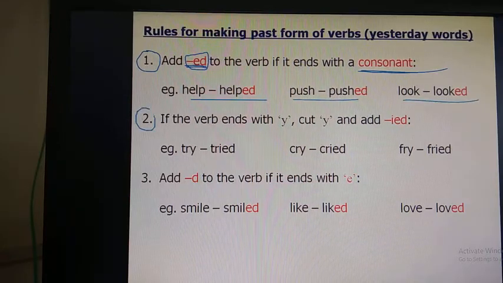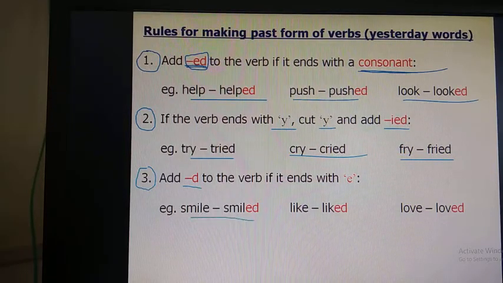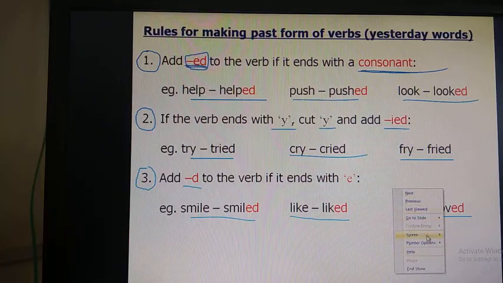Rule number 2. If the verb ends with y, then remove y, and add ied. For example, try, tried, cry, cried, fry, fried. Rule number 3. We add d to the verb if it ends with e. For example, smile, smiled, like, liked, love, loved. So, dear children, these are the rules applying which you can make the past forms of the verb.